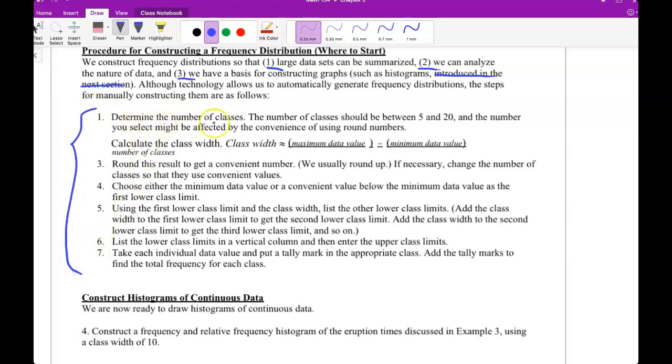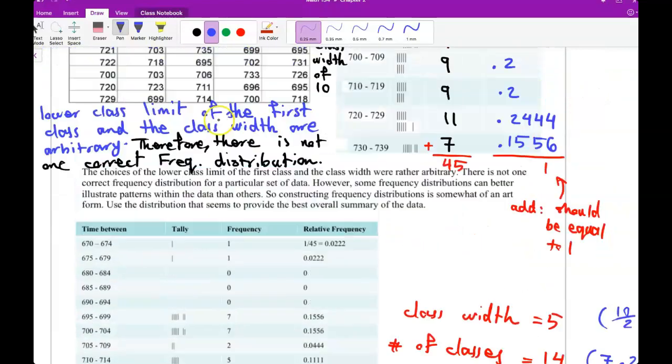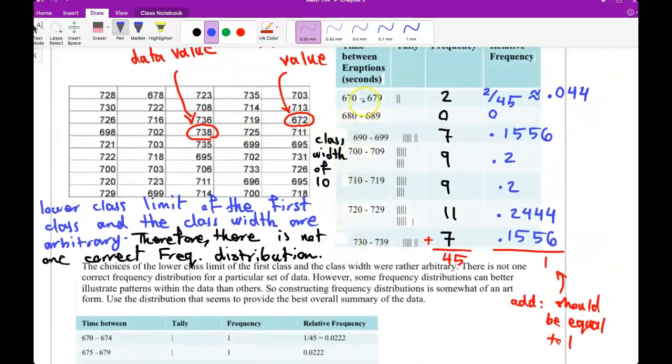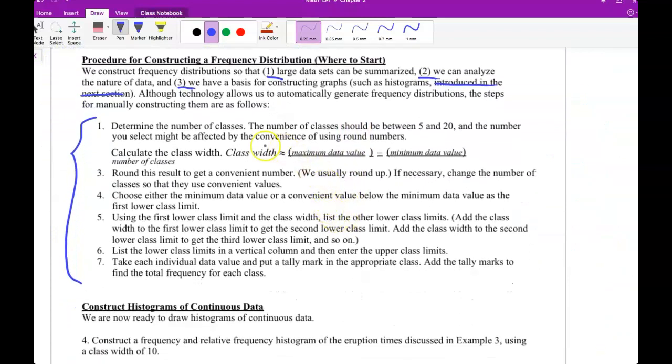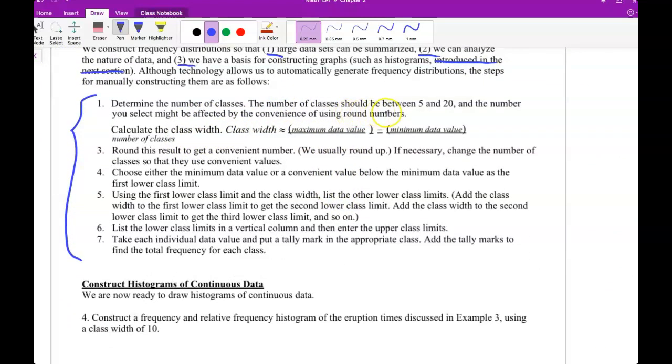The first one, determine the number of classes. Exactly what we did in the previous example. How many classes do we want? On the first part, we decided to have 7 classes. So these are the number of classes, and also what the class width is. The number of classes should be between 5 and 20, and the number you select might be affected by the convenience of using round numbers.